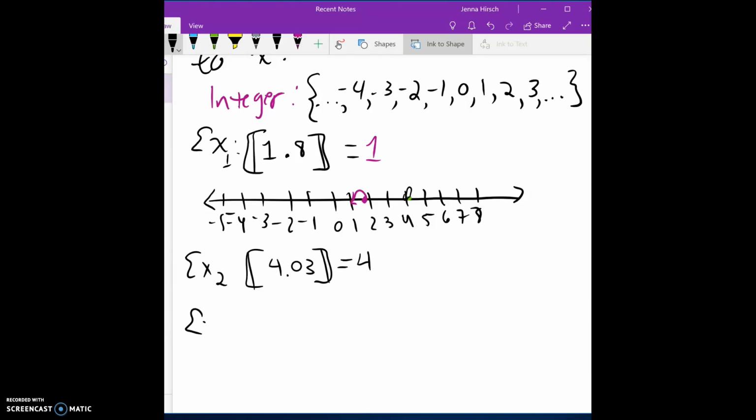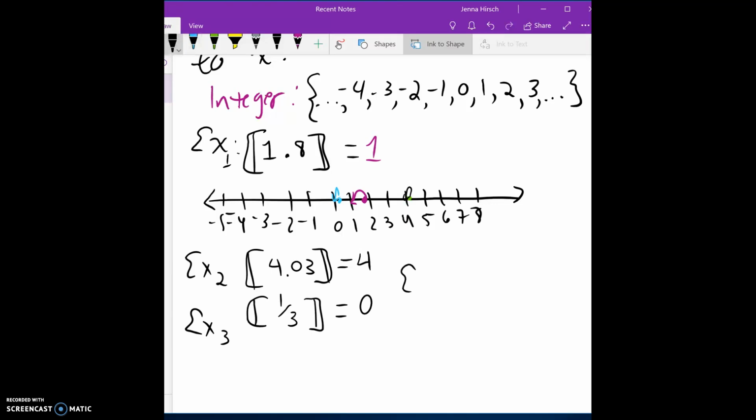Let's try two more. What would happen if I input, let's say, 1/3? What is the biggest integer that's less than or equal to 1/3? Let's locate 1/3 on the number line. 1/3 is between 0 and 1, a little bit closer to 0. The biggest integer that's smaller than 1/3, going to the left, is equal to 0.